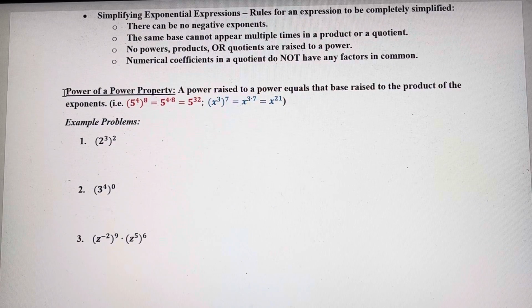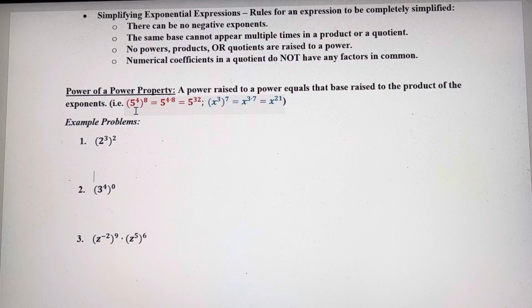But for the rest of this video, we're going to go over the power of a power property. And what that says is if we've got a power, like 5 to the 4th, raised to a power, so this power, 5 to the 4th, is raised to the 8th power, then we're going to take that base and we're going to raise it to the product of those two exponents, okay? So I'm going to multiply the exponents. It's what product means, remember, okay?